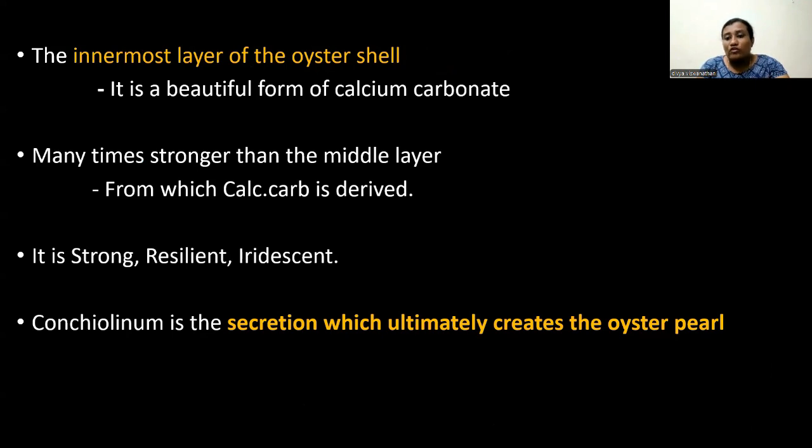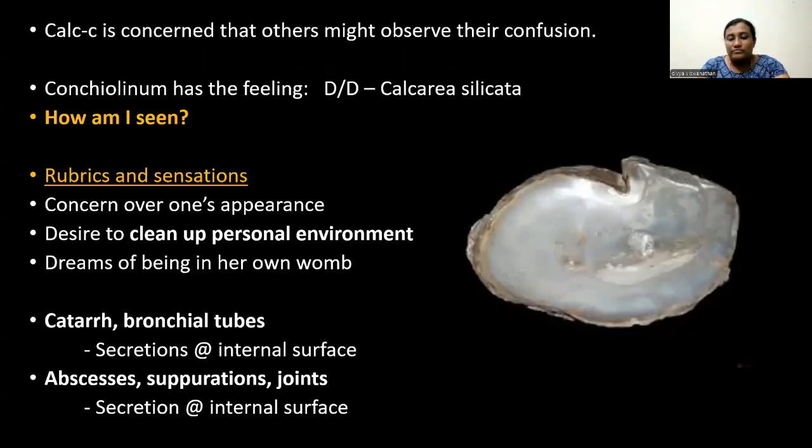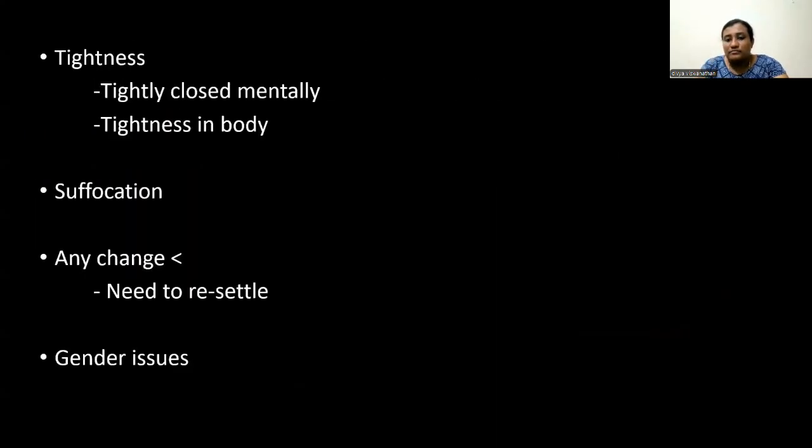This is the innermost layer of the oyster shell. Second layer is calcarea carb. So from oyster, there are four remedies. One is oyster completely. Second is Concholinum. Third is Calcarea carb. Fourth is pearl. Medicine is prepared from pearl also.